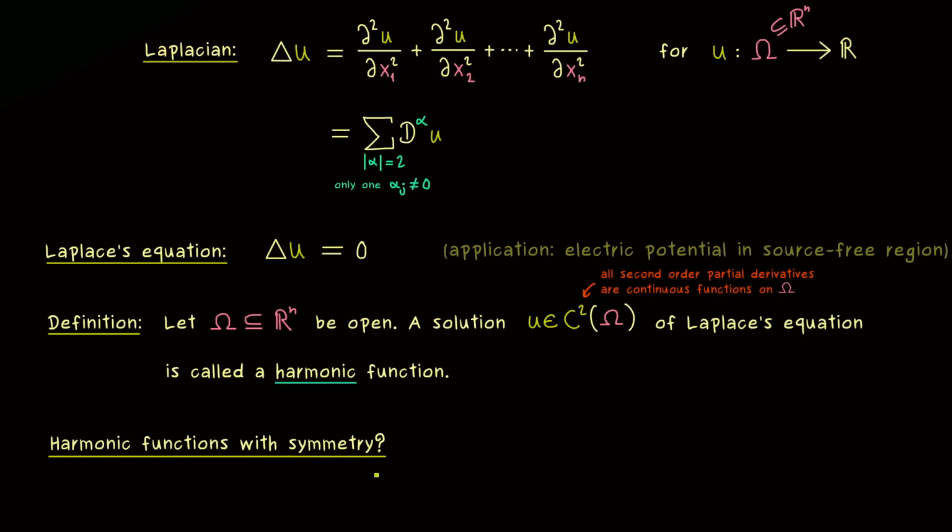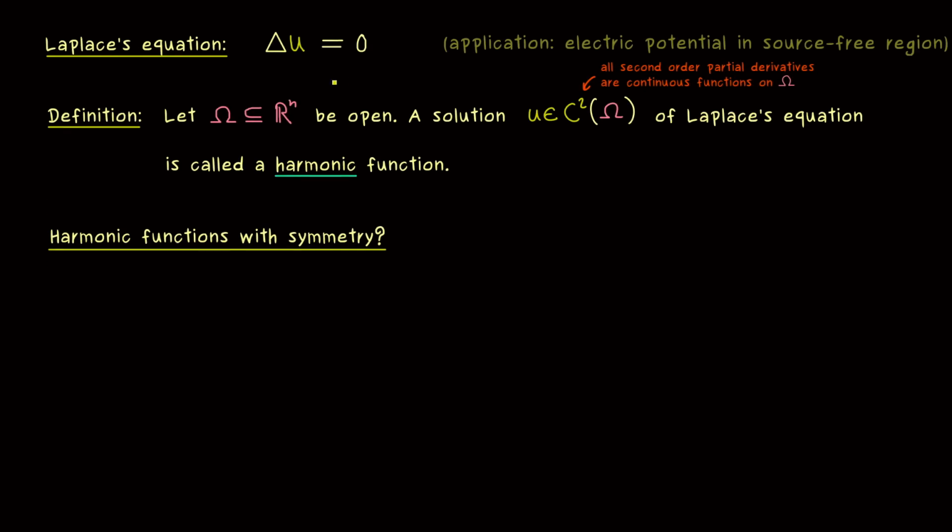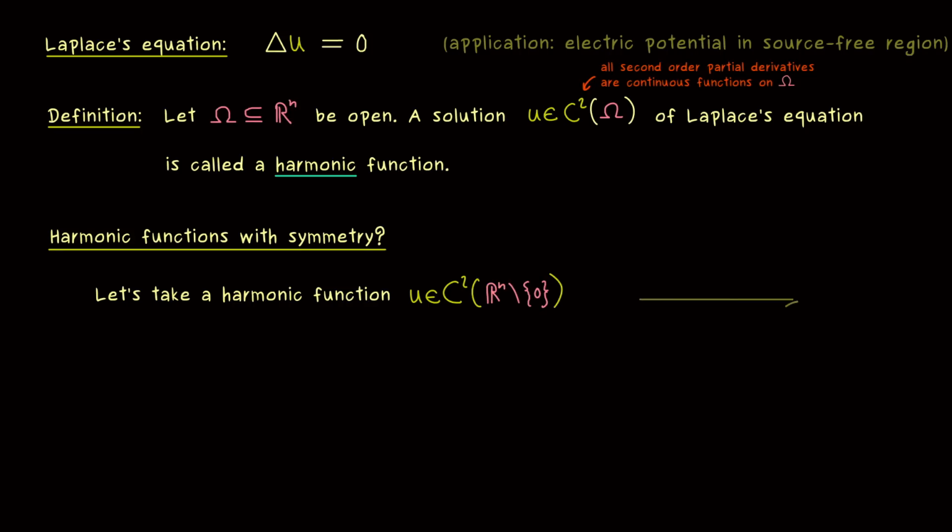I say that because a radial symmetry allows us to completely solve Laplace's equation. So for the harmonic function u, we can take out the origin from the domain, so we consider it from C^2 of R^n without 0. So in the case n is equal to 2, we can simply sketch the whole thing, which means we have the whole space except for one point.